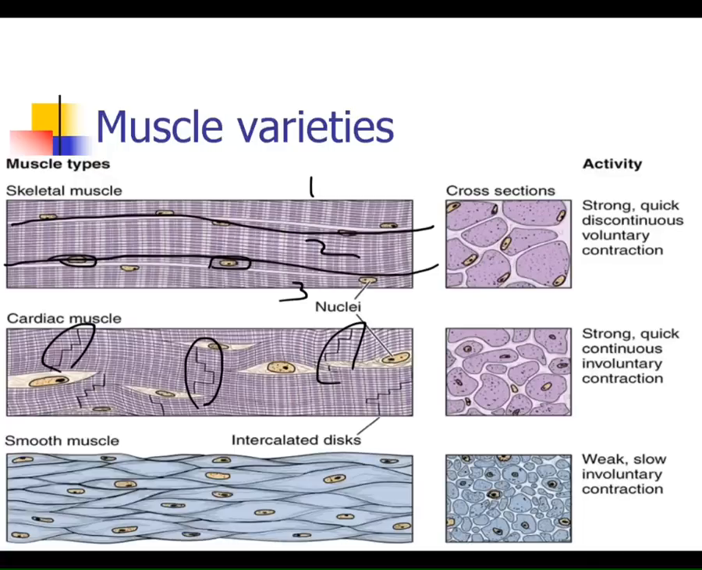Thirdly, we've got smooth muscle, and each of these cells has that fusiform shape, doesn't it? So each cell has that fusiform shape, and we see that each cell has only one nucleus, centrally located.